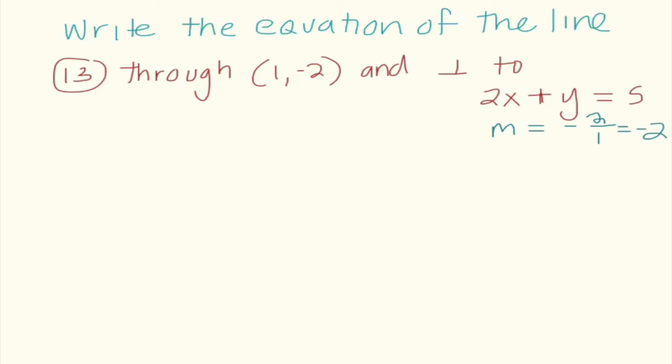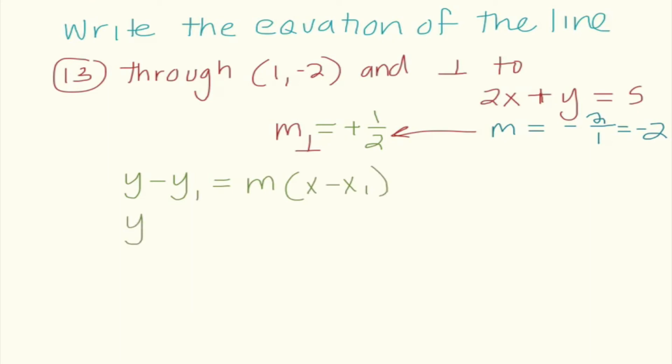So I need to think what slope is perpendicular. So I'm going to say m sub perpendicular. And I know perpendicular is the opposite reciprocal. The opposite would make it positive, and the reciprocal of 2 is 1/2. So if I'm doing y minus y sub 1 equals m times x minus x sub 1, I have y plus 2 equals 1/2 times x minus 1. Y plus 2 equals 1/2 x minus 1/2.